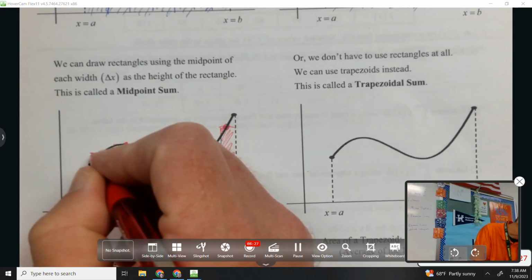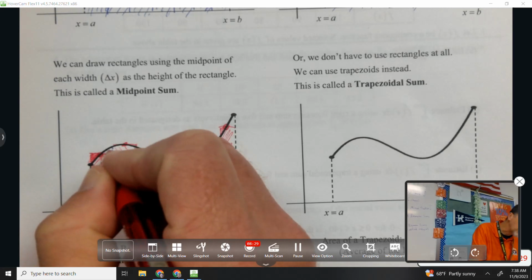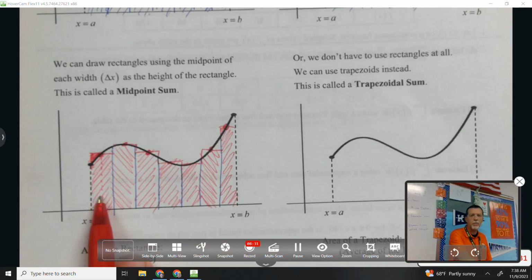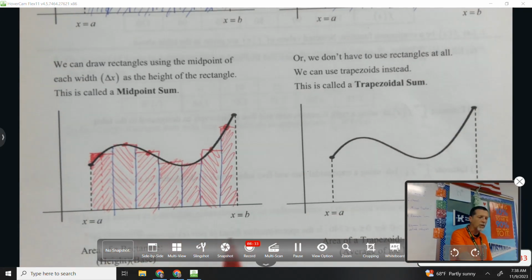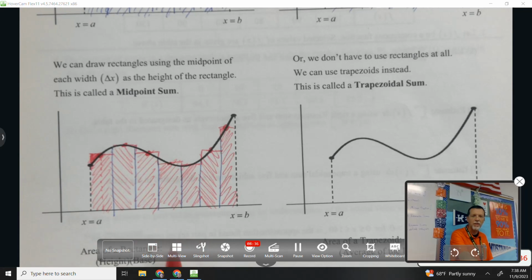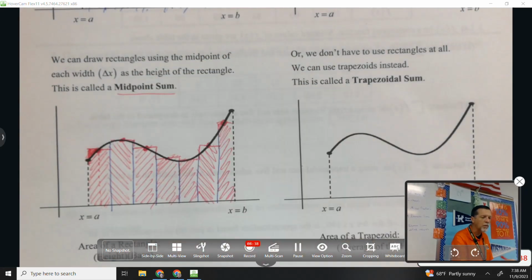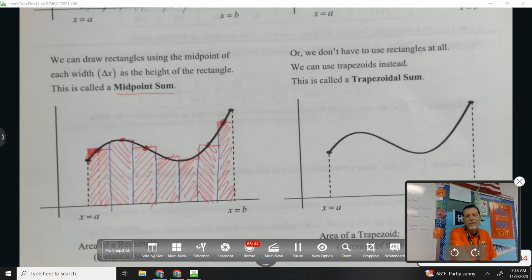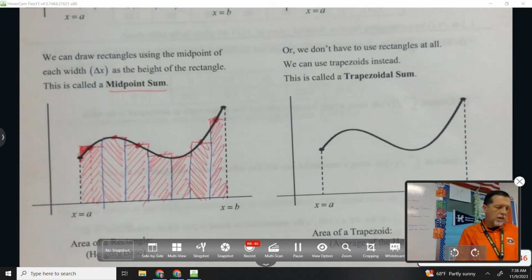So if I took that little bit of triangle and put it right there, like this, that rectangle's probably pretty good. The next one's pretty good. The next one's pretty good because above and below. So it just feels like midpoint would be a little bit better than left or right. And again, we're not too concerned with accuracy yet.